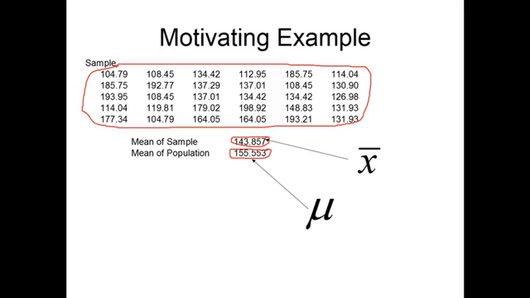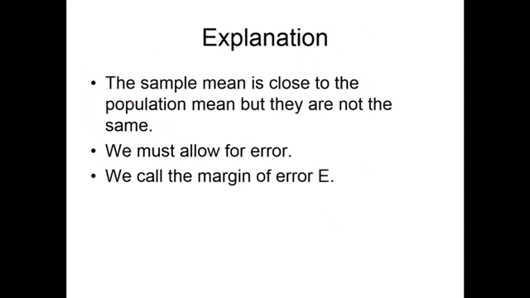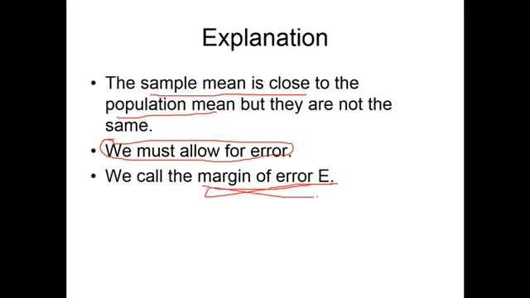Okay, but this is statistics, and so what we need to do is analyze this. The sample mean is close to the population mean, but they are not the same, so we must allow for error. And the amount of error we allow for is called the margin of error, and we denote it by E.